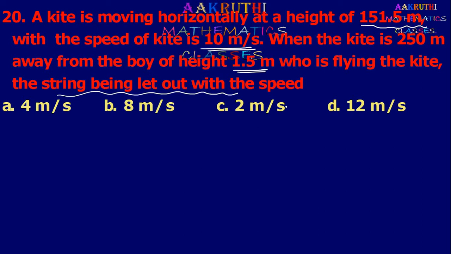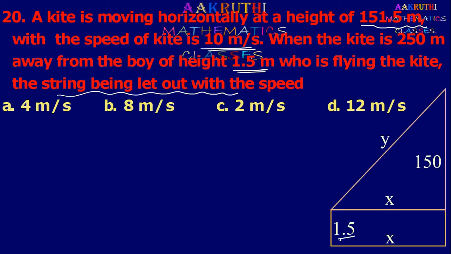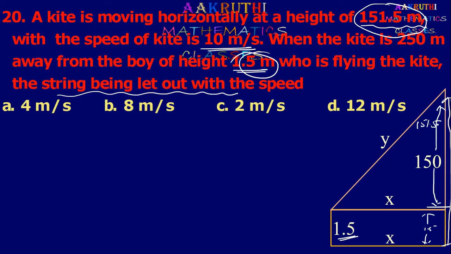So here also we draw the diagram. It is given a boy of height 1.5 meter, and the kite is at a height of 151.5 meter from the ground. So the total distance is 151.5, but this distance is 1.5. When we subtract 151.5 minus 1.5, we get this distance as 150 meters, that is from here to here it is 150.